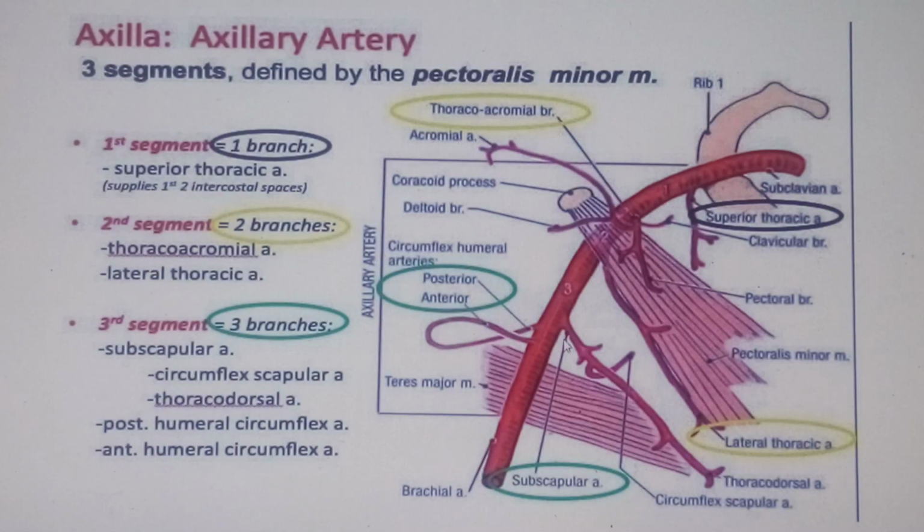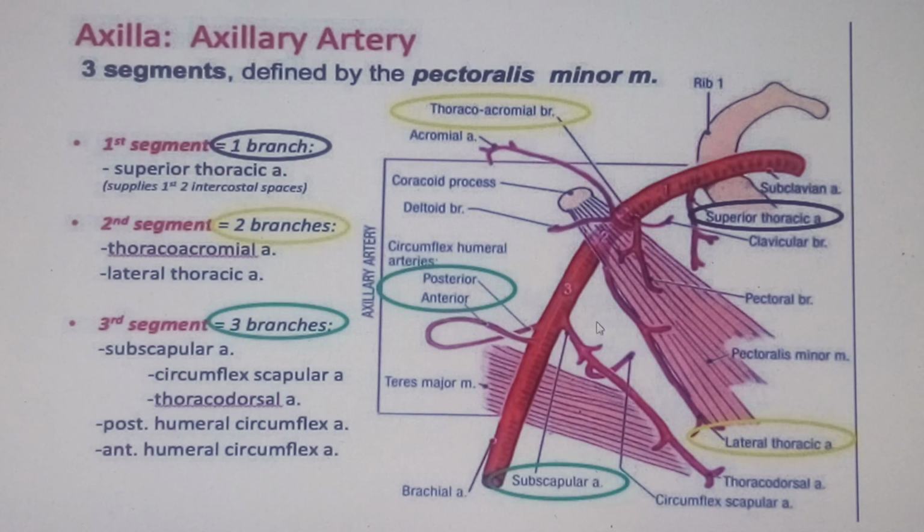We are talking about the latissimus dorsi. And of course, there are two circumflex humeral arteries. One runs anteriorly and the other runs posteriorly. Okay, so that is what we see, running around what we call the surgical neck of the humerus. Okay, so that is what we find over here.